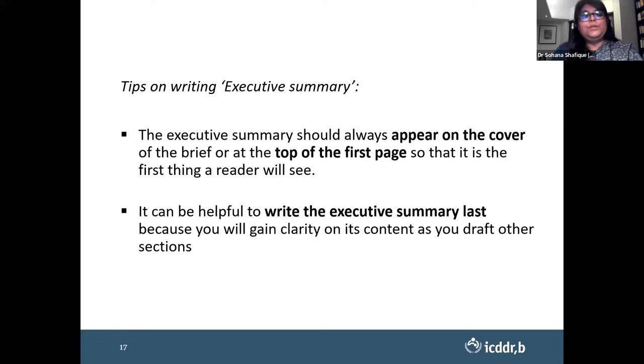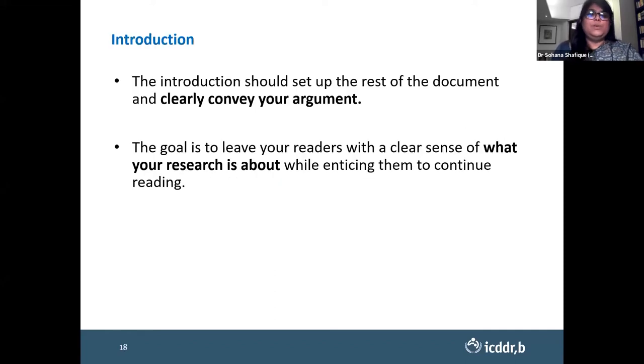And it can be helpful to write the executive summary last, because you will gain clarity about its contents as you draft other sections, specifically the recommendation sections, of what you want to convey through this policy brief, your main message or your key argument. So we start the policy brief with the executive summary, but of course the content should start with the introduction. The introduction should set up the rest of the document and clearly convey your argument.